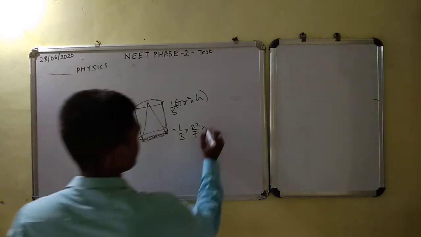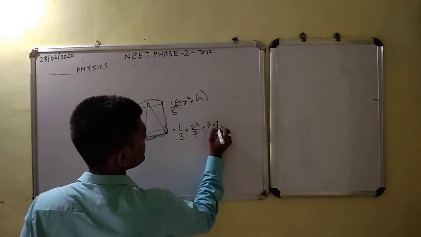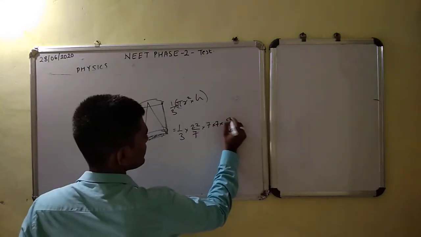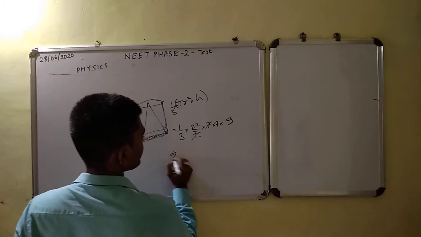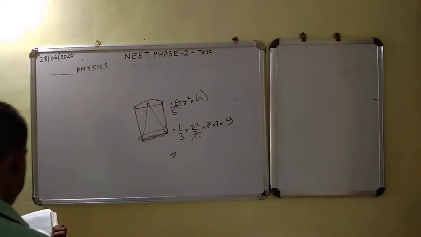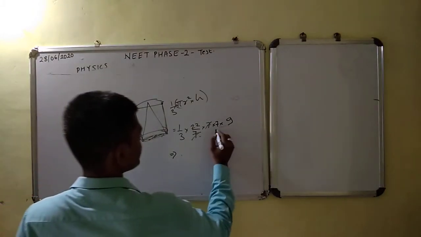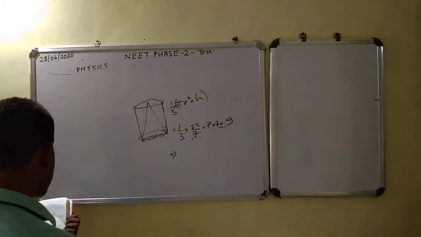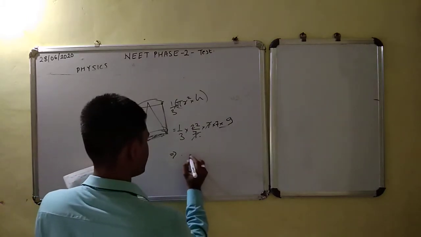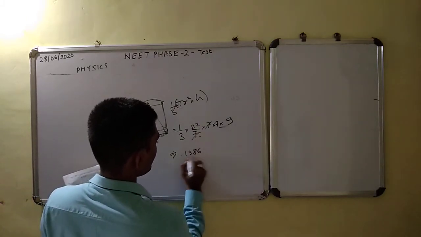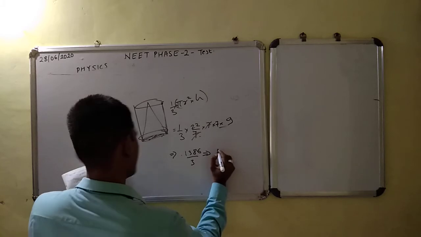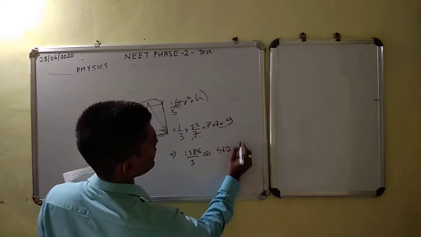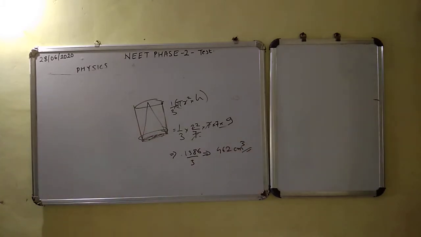Radius is 7. So 7 squared is 7 into 7. What is the height given? Height given is 9. So one 7 gets cancelled. To solve this, the answer is coming how much? 7 nines is 63. 63 into 22 becomes how much? It is 1386. 1386 upon 3 gives you the answer 462 centimeter cube. This is the answer. Let's go for the next question.